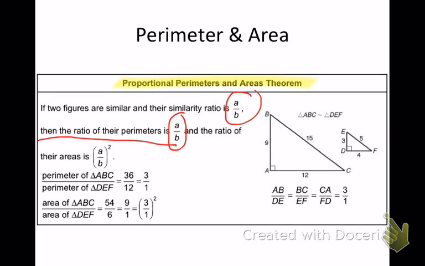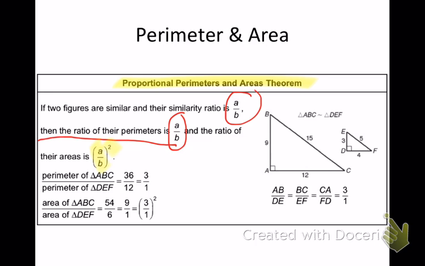The difference here is the area. If the ratio is A to B, the area ratio is A to B squared. Now, why are we squaring it? Who takes a guess? Because when we talk about area, units squared. So what are you going to do? You're going to square the ratio.